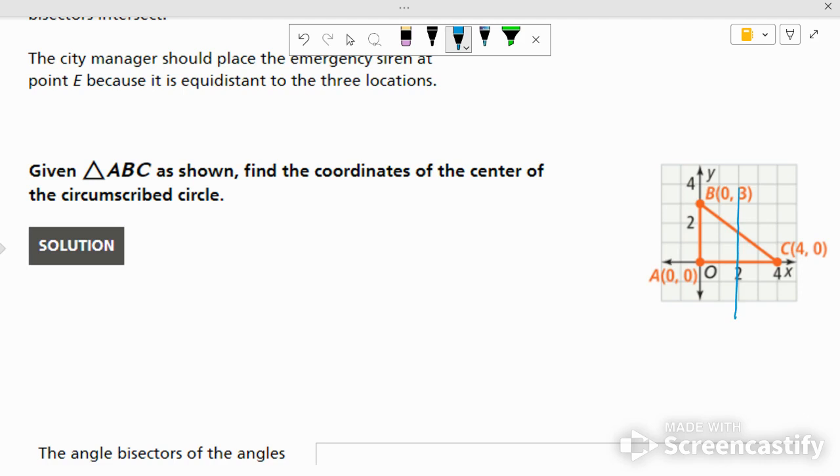Okay? Then between 0 and 3, what's halfway between 0 and 3? 1.5. So if I go perpendicular to this line at 1.5, boom, that's where it should be. Where's that point? Well, it's at 2, 1.5. That's the ordered pair of the circumcenter. 2, 1.5. Because this is perpendicular to this line, this is perpendicular to this line, and it hits it at the midpoints.